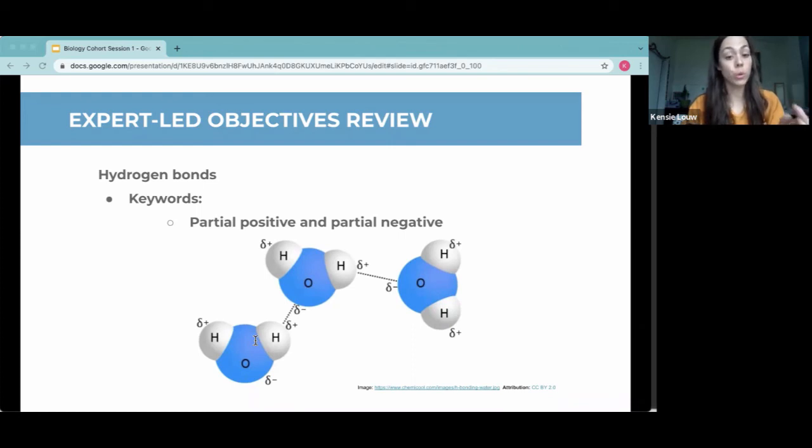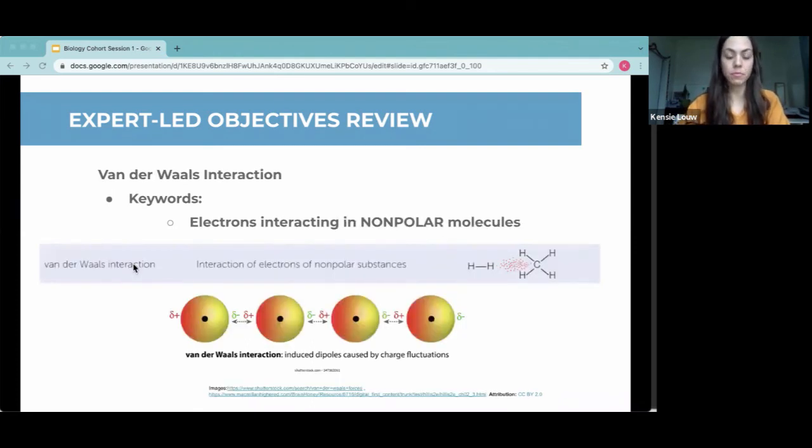Hydrogen bonds are weaker than ionic and covalent bonds, but stronger than van der Waals interactions, which is the next one we'll talk about. So van der Waals interactions, which are also called London dispersion forces or induced dipole interactions, are the weakest of the intermolecular forces. But they are still very important because they are the most ubiquitous. Every single molecule has this type of force to some extent. So van der Waals interactions are when electrons interact between nonpolar molecules.